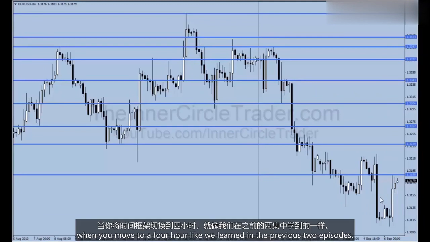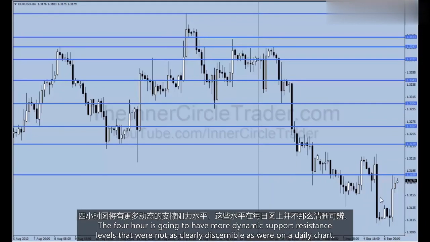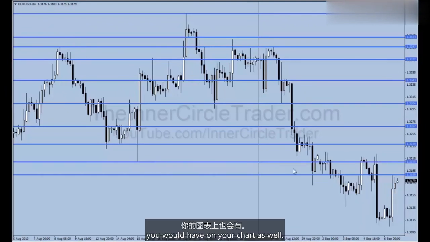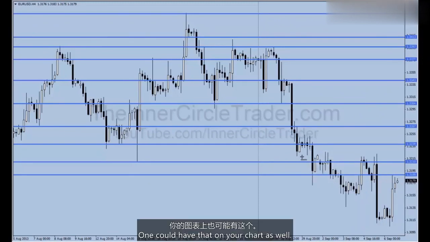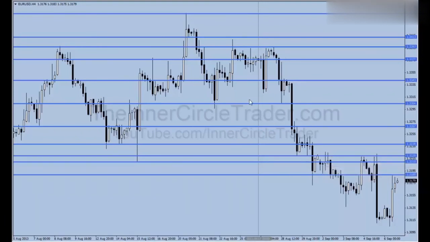Now when you move to a 4-hour, like we learned in the previous 2 episodes, when you break your market down from a daily to a 4-hour, the 4-hour is going to have more dynamic support and resistance levels that were not as clearly discernible as were on the daily chart. So this level here, you would have on your chart as well, and you can see the price reactions from there as well. And you have this swing low. One could have that on your chart as well, and you can see how price reacted around that as well.